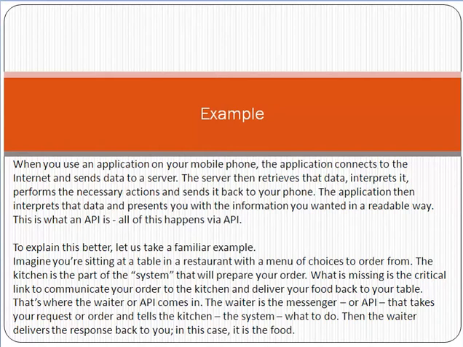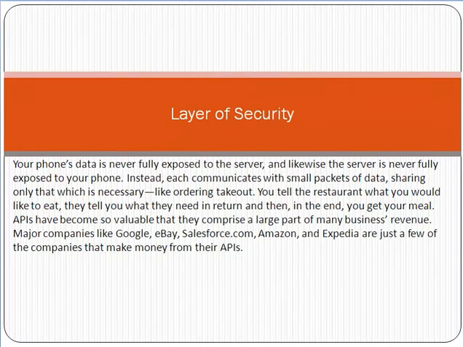So when you use an application on your mobile phone, the application connects to the internet and sends data to a server. The server then retrieves that data, interprets it, performs the necessary action and sends it back to your phone. The application then interprets that data and presents you with the information you wanted in a readable way. This is what an API is all about. This happens via API. This was another example of API.